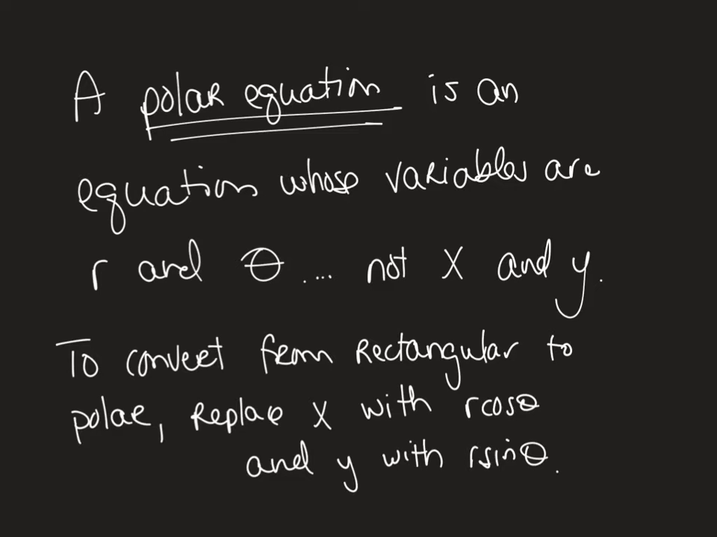A polar equation is an equation where the variables are r and theta, not x and y. To go from rectangular to polar, it's like what you did yesterday, where x does equal r cosine theta and y does equal r sine theta. But instead of knowing the r and theta, you're just going to use substitution.